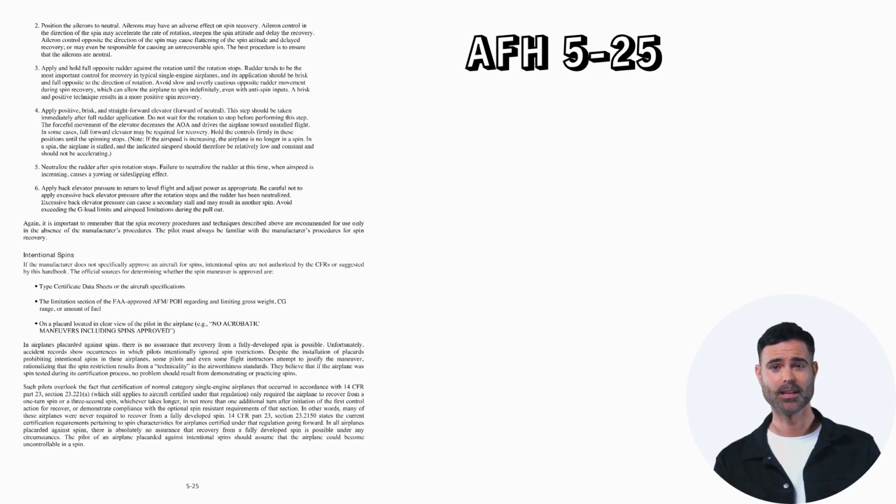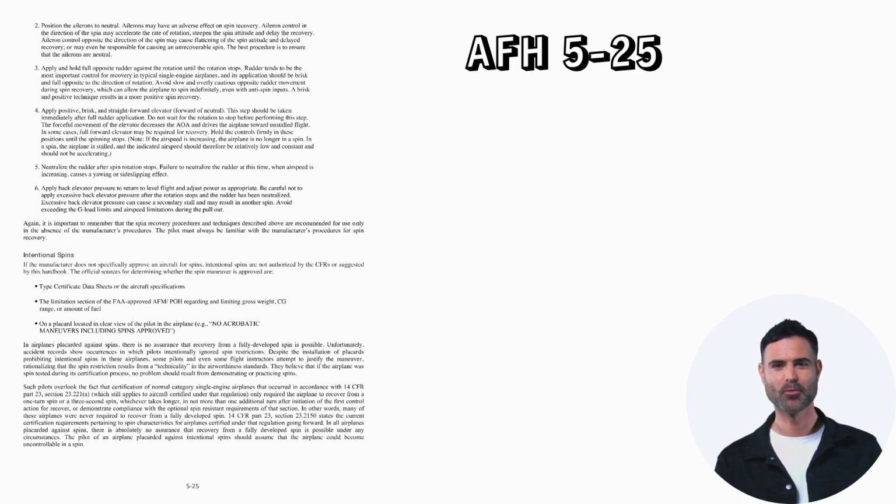Note, if the airspeed is increasing, the airplane is no longer in a spin. In a spin, the airplane is stalled, and the indicated airspeed should therefore be relatively low and constant and should not be accelerating. 5. Neutralize the rudder after spin rotation stops.